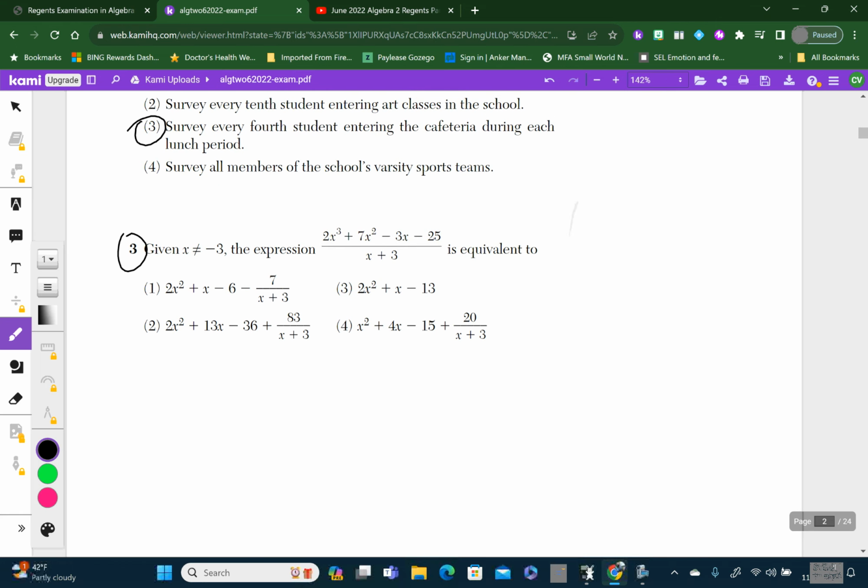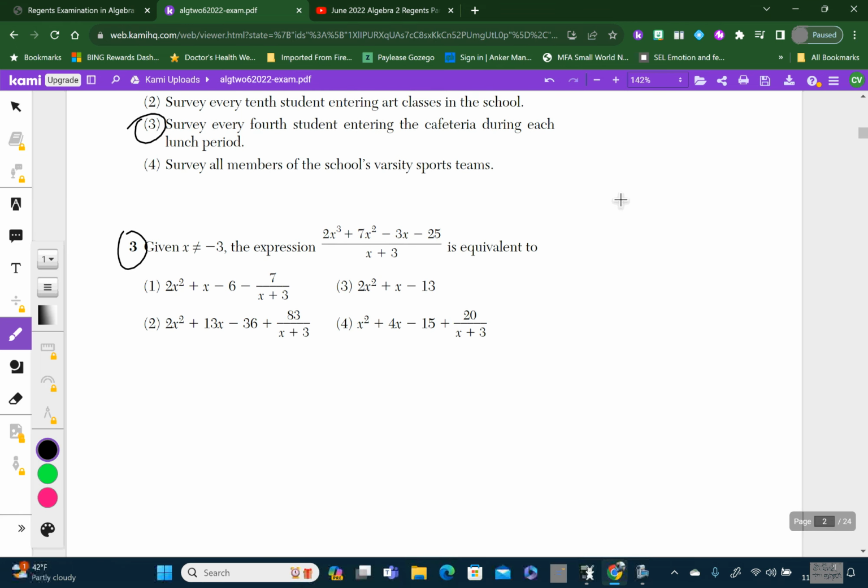Okay. All right. For this question right here, there's 2 ways to do it. The first thing I look at is instead of just dividing this out, I would definitely do the remainder theorem because here the remainder is -7. Here the remainder is 83. Here the remainder is 0. And here the remainder is 20. Right? So I do remainder theorem.